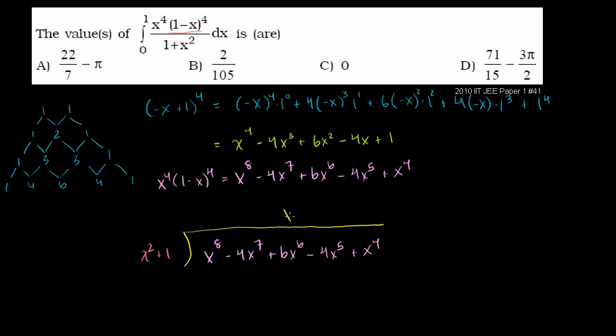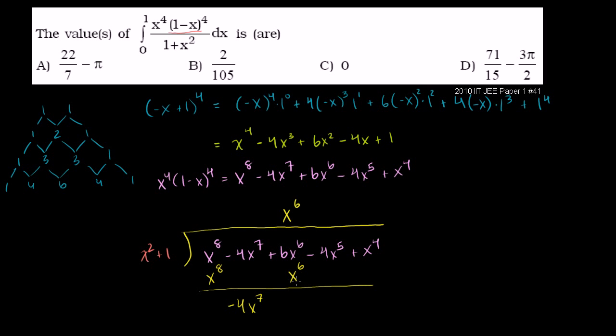So we put in the x to the sixth place. x to the sixth times x squared is x to the eighth. x to the sixth times 1 is x to the sixth. And then we subtract this from the expression up here. x to the eighth minus x to the eighth is nothing. Negative 4x to the seventh minus nothing is negative 4x to the seventh.